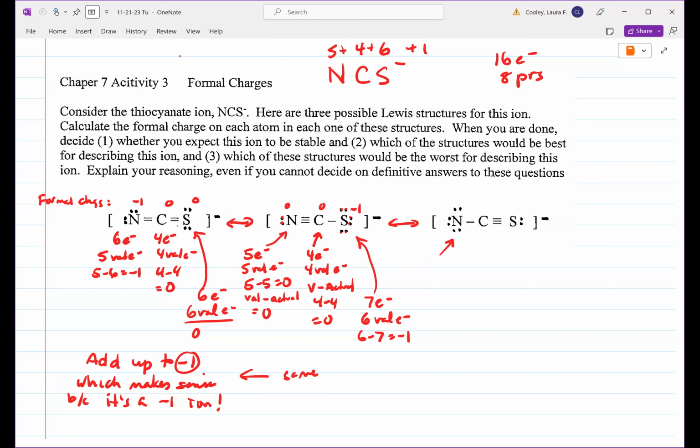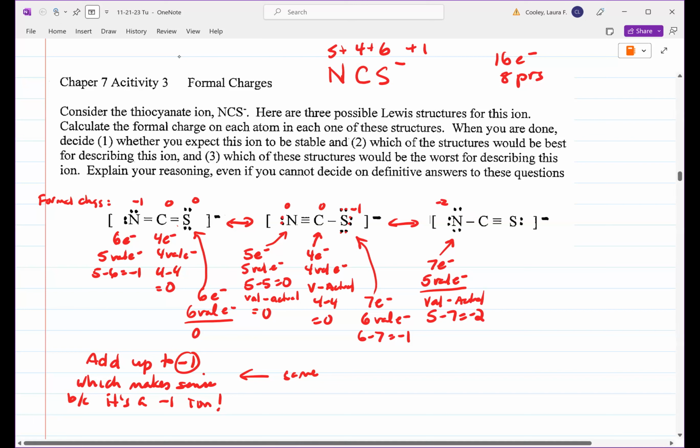How many electrons on that nitrogen? Do you get that? There's 6 from the lone pairs and then a half of this bond. So that's 7 electrons on this nitrogen, but nitrogen has how many valence electrons? So what does that mean the formal charge is? Right. 5 minus 7. It has 2 more electrons than when it's by itself. It's not really the greatest to have a -2 formal charge.